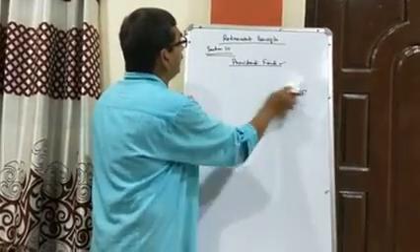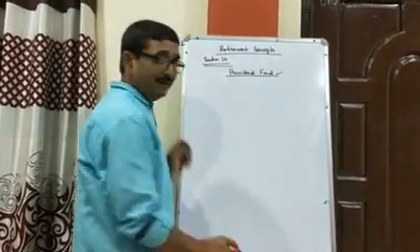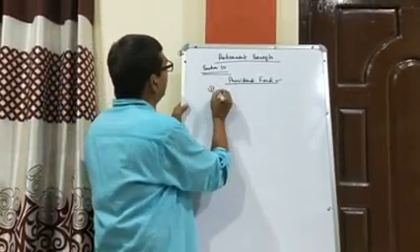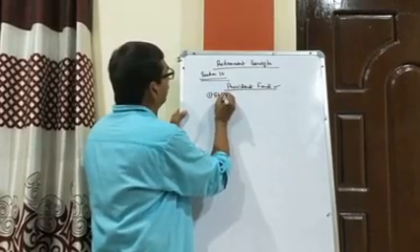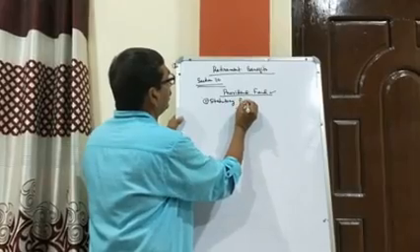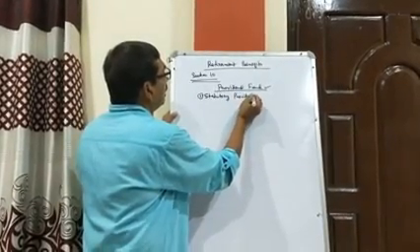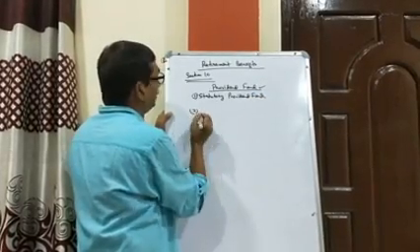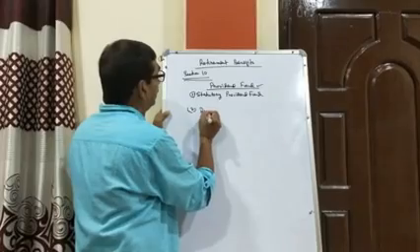So in case of provident fund, there are generally four types of provident fund. One is statutory provident fund. Number two is recognized provident fund.